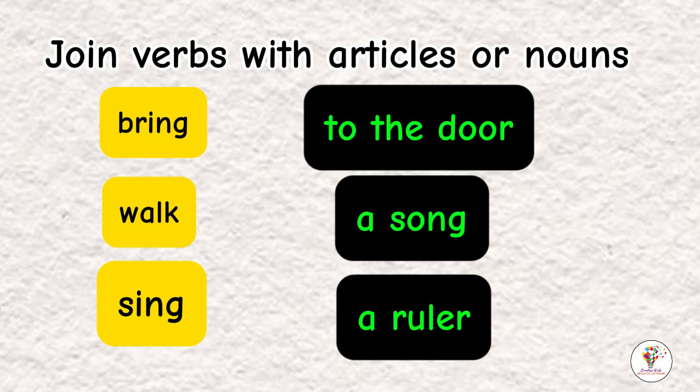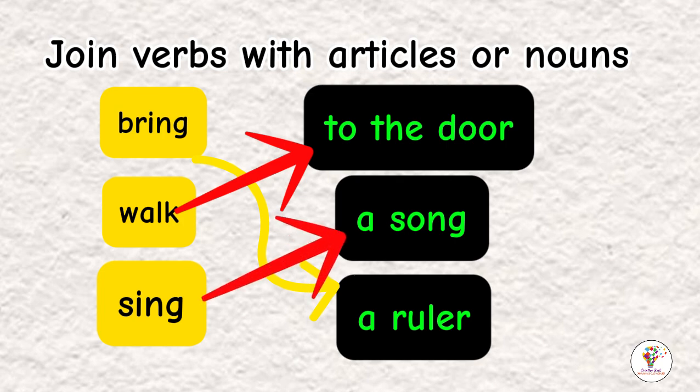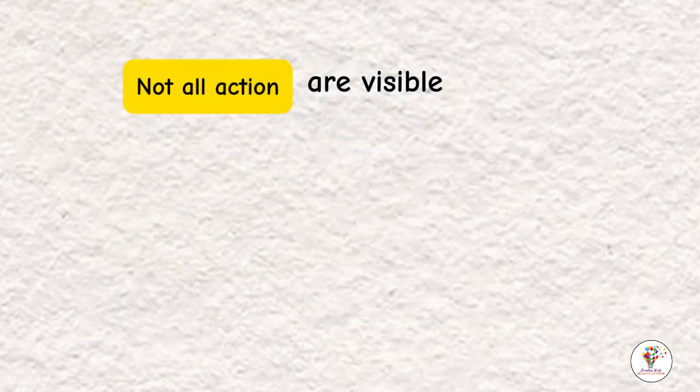Now say to your child, say to him, that strip bring, which one will you use with it? Bring a ruler, and walk to the door, sing a song. He will match and we will practice. So tell him, not all actions are visible.